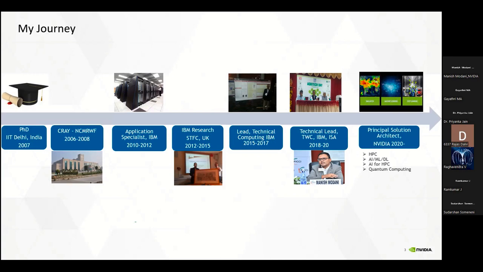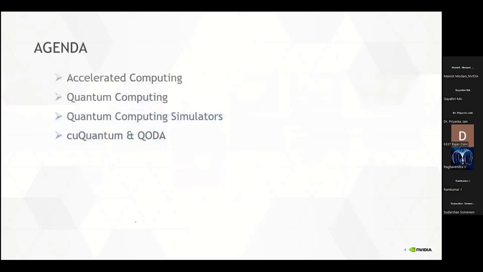And right now I am working as a principal solution architect, where I am working in these key domains: HPC, AI/ML, AI for HPC, and quantum computing. This I recently picked up. So with that, today I am going to discuss quantum computing. The idea today is, I see all here know quantum computing a bit.